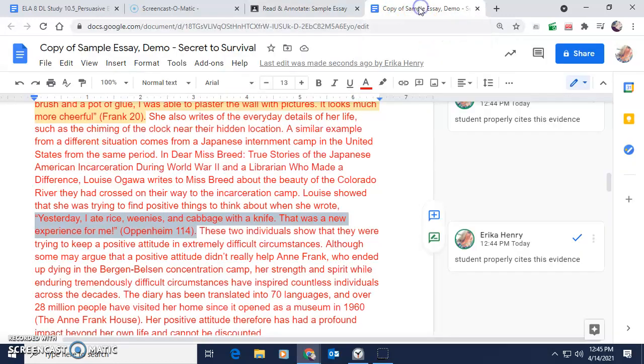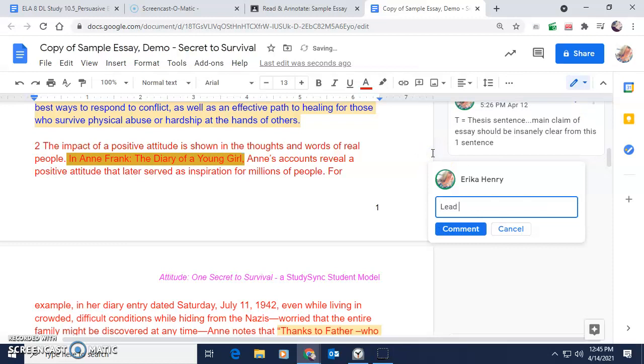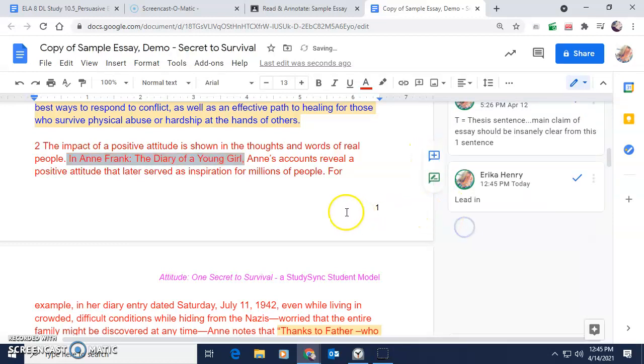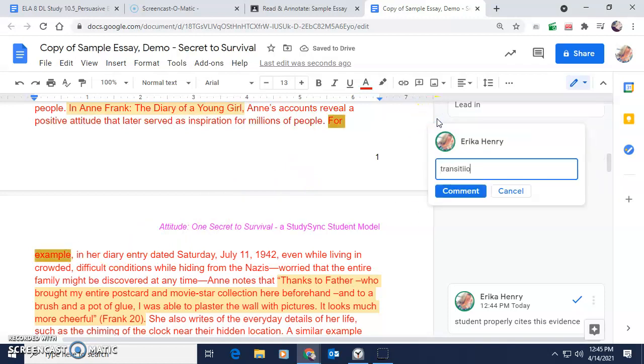Go ahead and jump back into your copy of the study. We see, for example, a lead-in. In Anne Frank, The Diary of a Young Girl. It's a lead-in. Go ahead and make that side note. This is at the top of paragraph 2. Lead in. We also see in the next sentence a transition, for example. So we have a transition word there. Go ahead and click that plus sign. Transition word. And you can click comment.